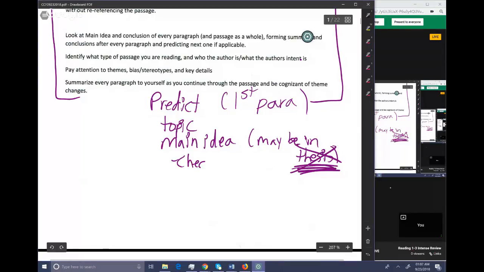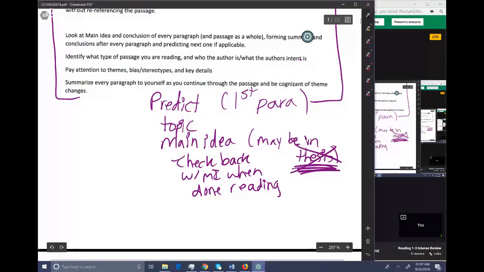So you do need to check back with your main idea when you're done reading the passage. That said, there are very few instances where you will make an adjustment.